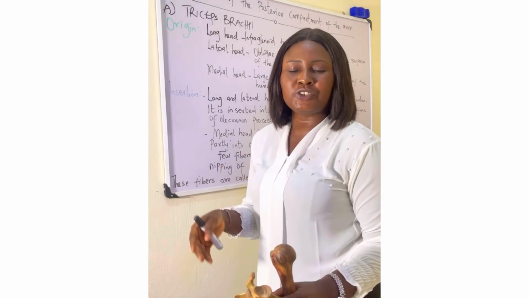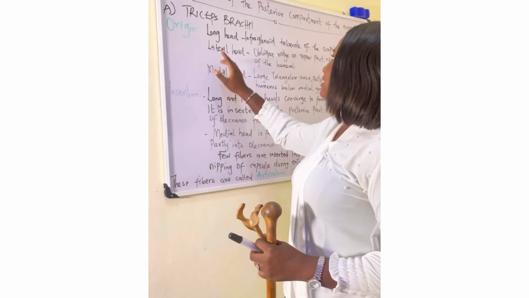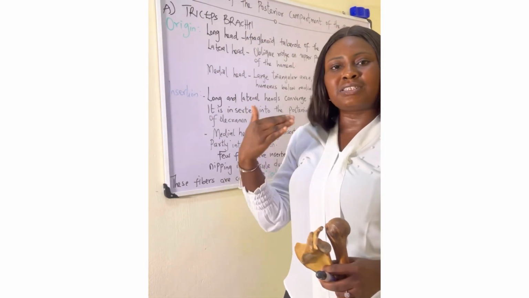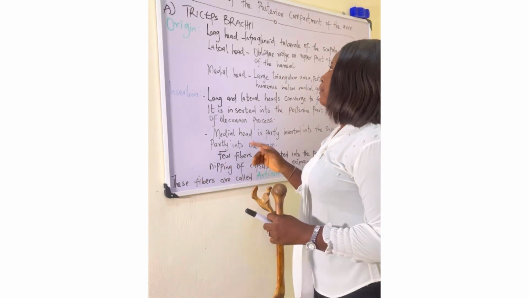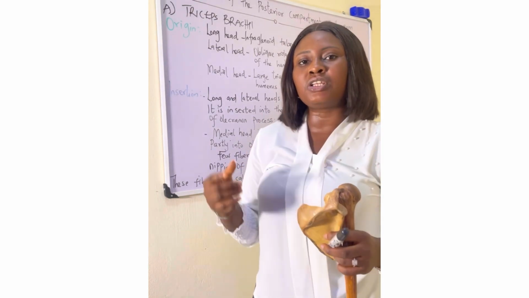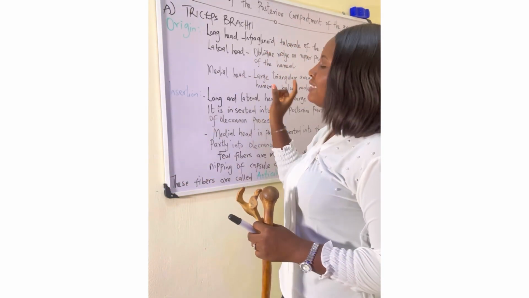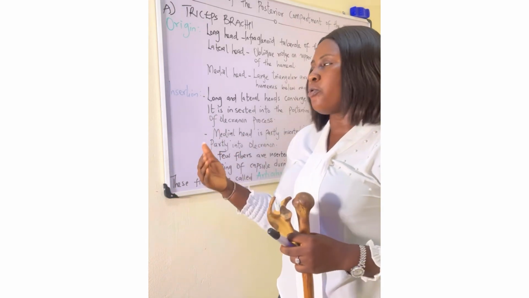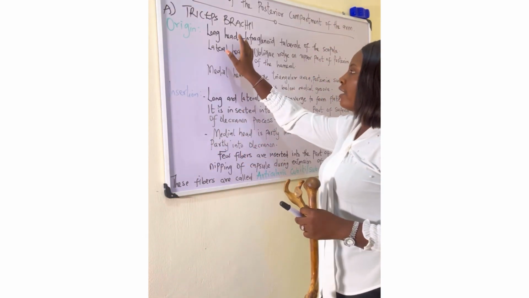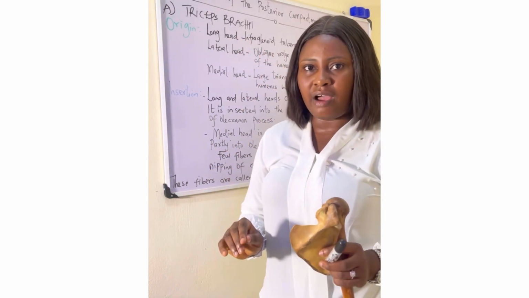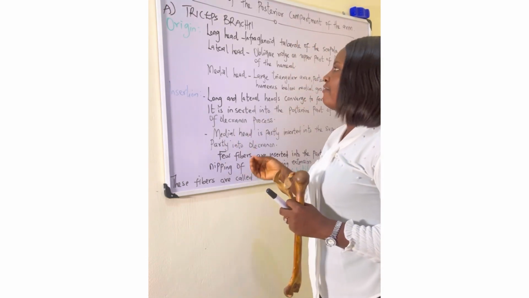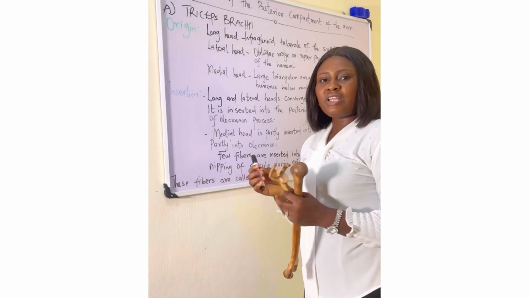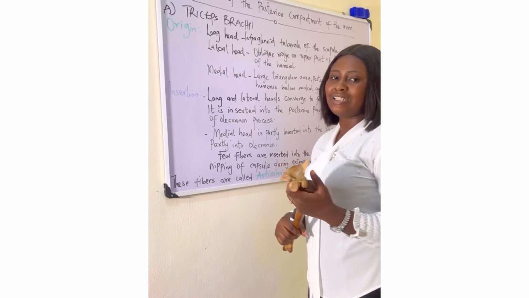There are two muscles of the posterior compartment of the arm. The first is the triceps brachii and the second is the anconeus. We are going to talk about the triceps brachii first before going into the anconeus muscle. This triceps brachii has three heads of origin. It has the long head, the lateral head, and the medial head, and all of them have different origins. So the first one is the long head of triceps brachii.